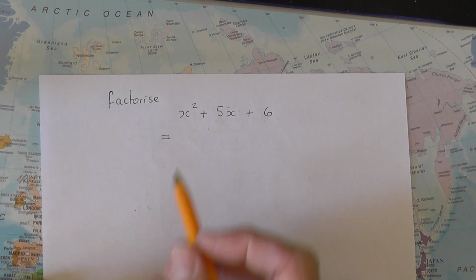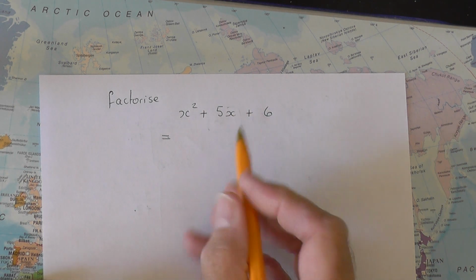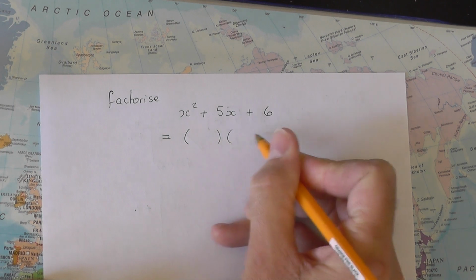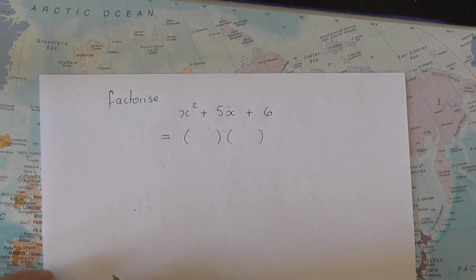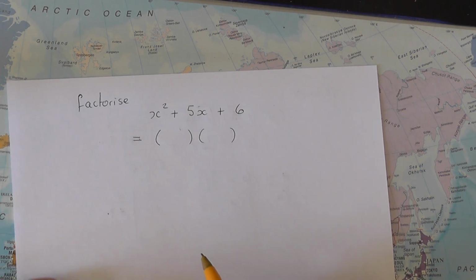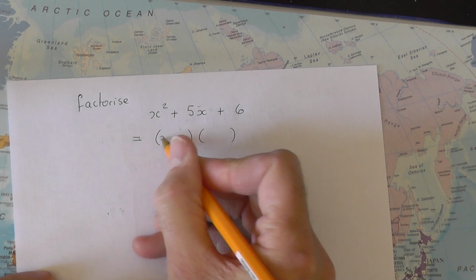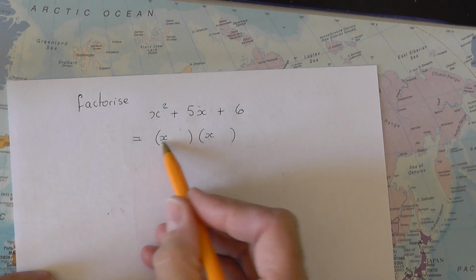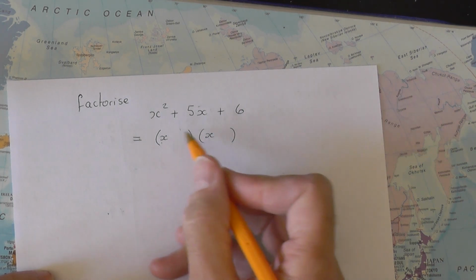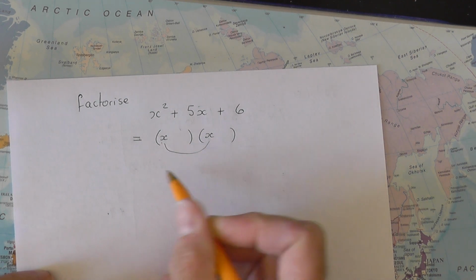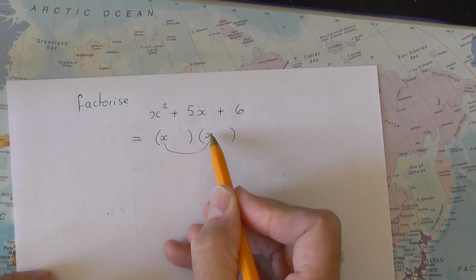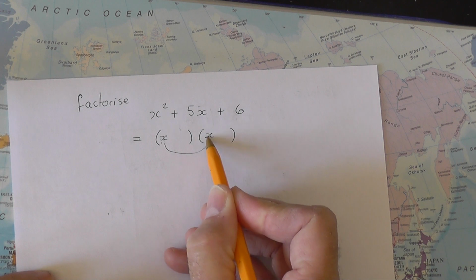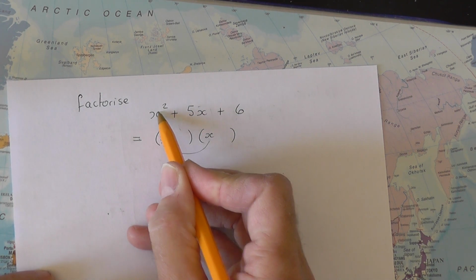If there are no common factors and you've got x squared, x, and a number, the answer will always be two brackets multiplied together. How do you find out what goes inside the bracket? Well, the first term in each of the two brackets must both be x's, because if you imagine multiplying out the brackets, you would say the first term multiplied by the first term, and x times x gives you the x squared.